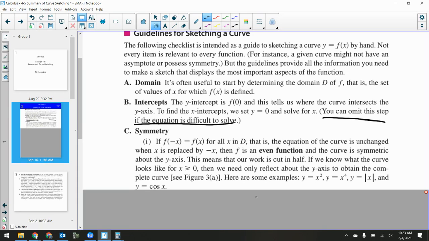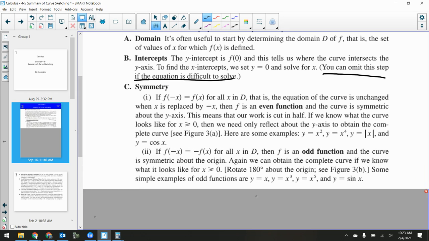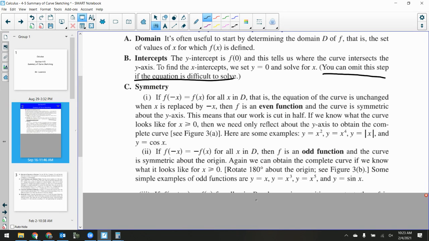If we know what the curve looks like for anything to the right of the y-axis, then we can just reflect it over to complete it. For example, y equals x squared, y equals x to the fourth, the absolute value of x, and cosine x are all even functions.